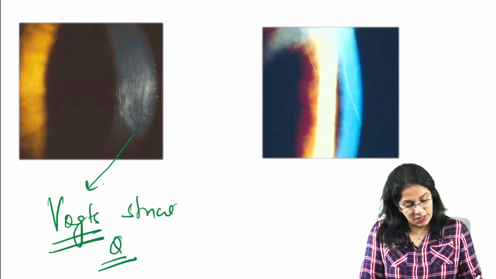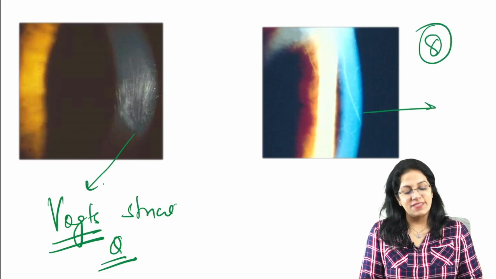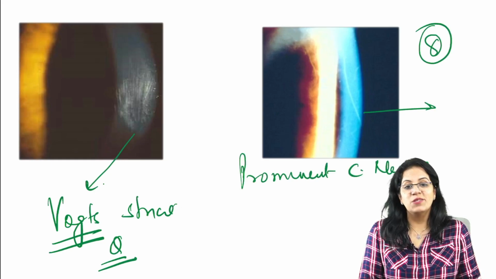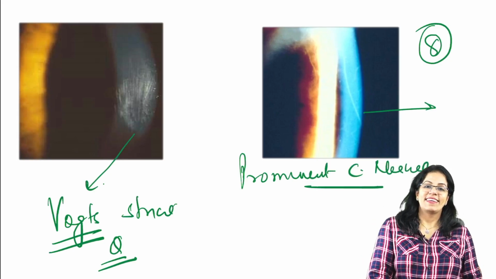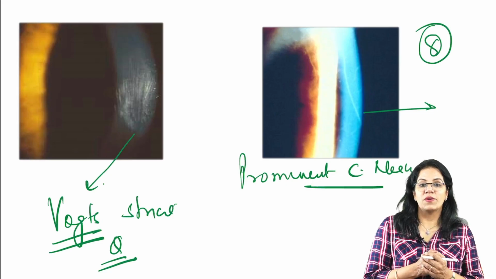Right? Then we talk about next, what is this? This is also an exam question, prominent corneal nerves. And why are the nerves prominent? What we will say, this is because of thinning of the cornea due to protrusion. Right. So these were the quick examination findings that they ask you in keratoconus.